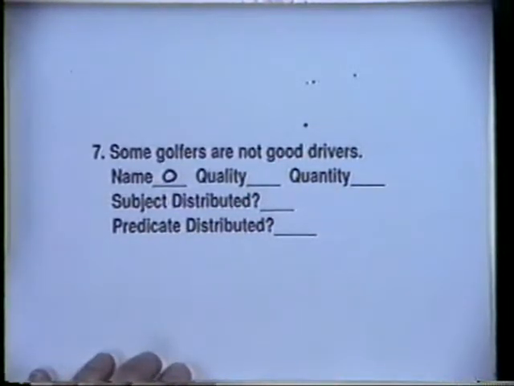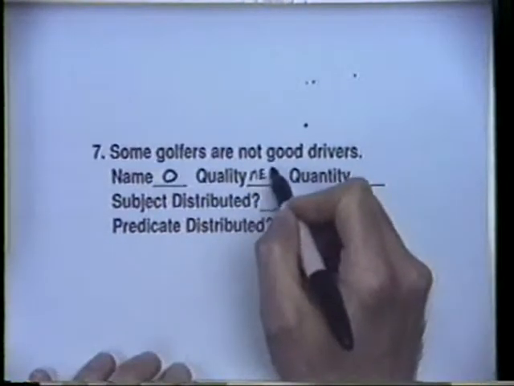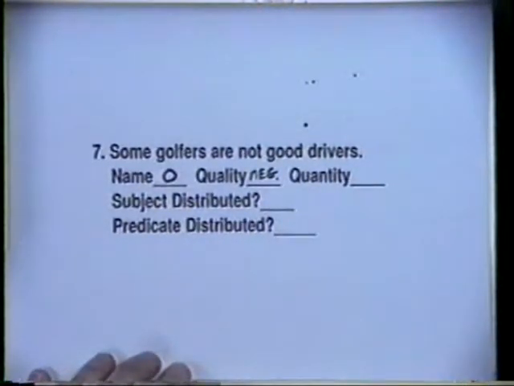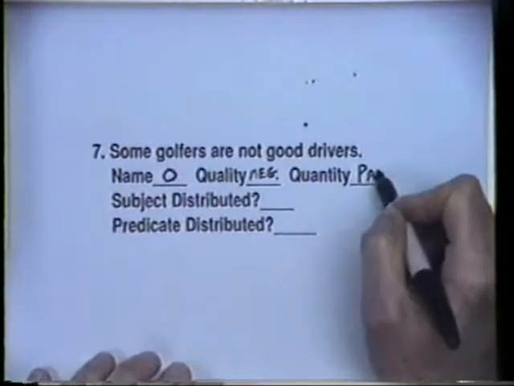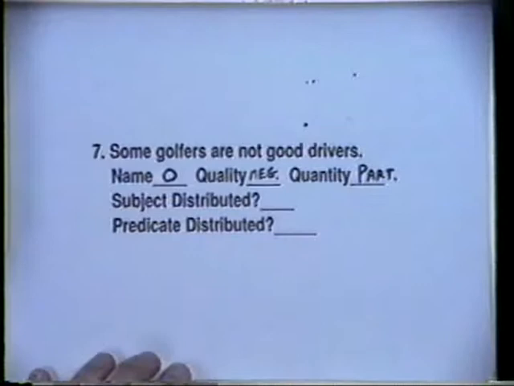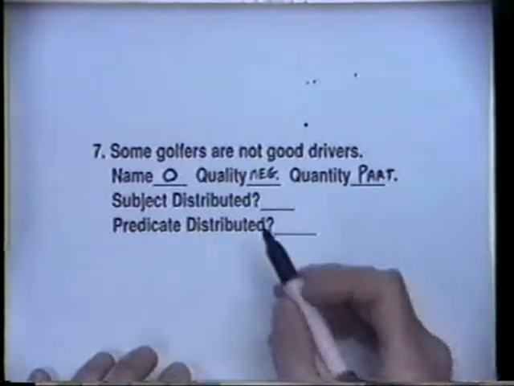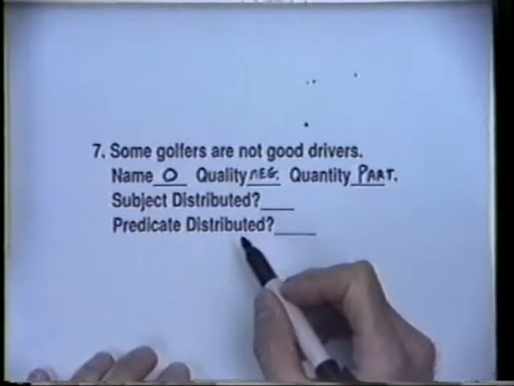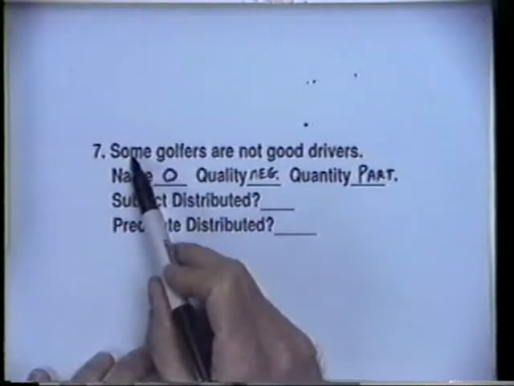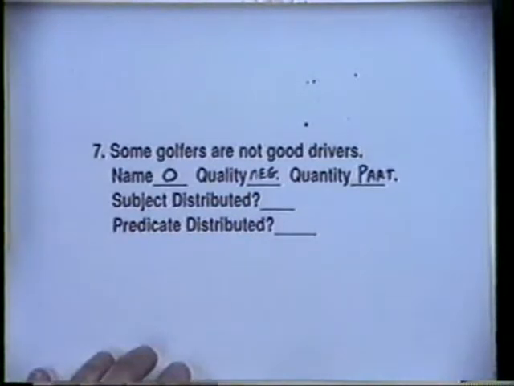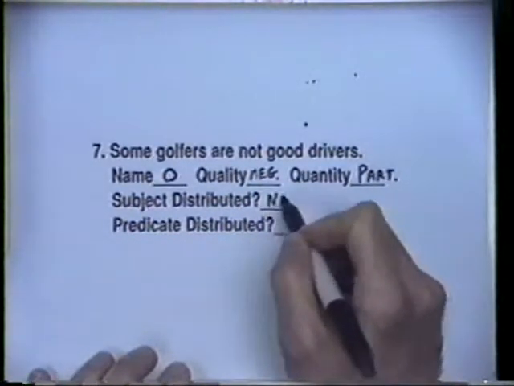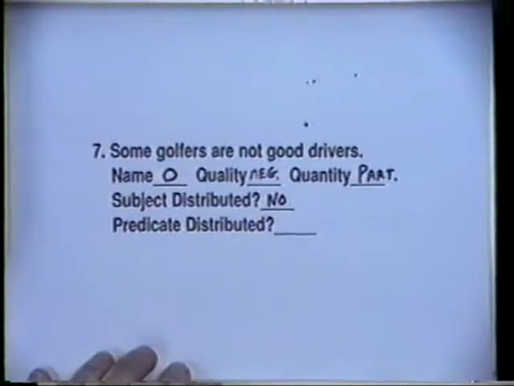So this is an O sentence whose quality is negative and whose quantity is particular, because remember, any sentence that begins with some, no matter whether it says some S are P or some S are not P, is telling us something about a particular existing subject, or S. And what about the subject term being distributed or not? Well, notice, as I just said, only some golfers are being referred to here in this sentence, so we don't have a claim about the entire class of golfers.